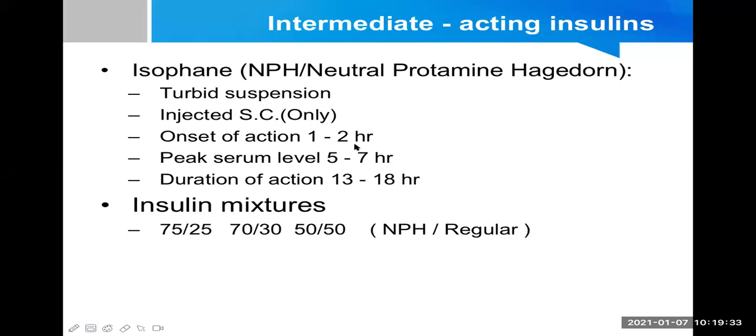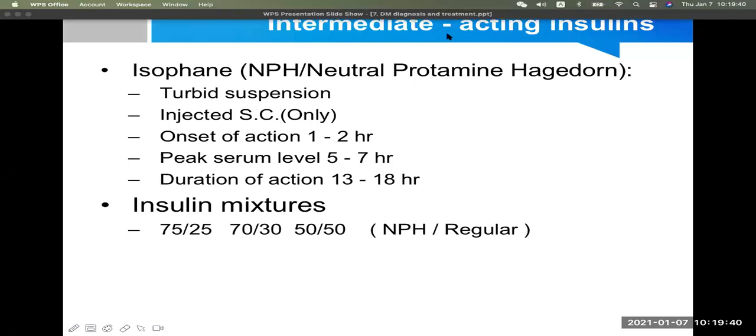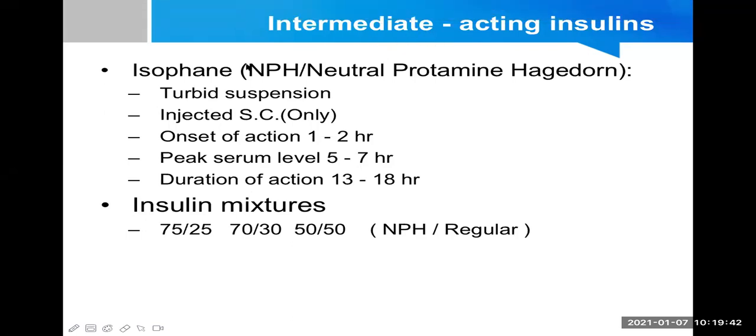The onset of action is around 1 to 2 hours. Peak serum level, 5 to 7 hours. And look at the duration of action. This is important. The duration of action is 13 to 18 hours. That's why this is intermediate-acting insulin. Now, when we give it to the patient, we have to mix the insulins together. We need to mix the intermediate-acting insulin with regular insulin because we need to control the blood sugar level at different times. Let me explain this.